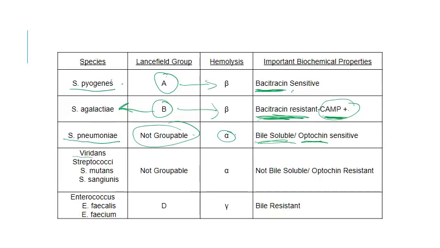There's a group of streptococci known as the viridans streptococci. They're also not groupable. Here are two of the more notable viridans streptococci, S. mutans and S. sanguinis. Other examples would be S. bovis and S. mitis. These are also alpha hemolytic. The way you could tell them apart from S. pneumoniae is that they are not bile soluble. They'll actually survive in bile, and they're resistant to optochin. These are pretty hardy organisms.